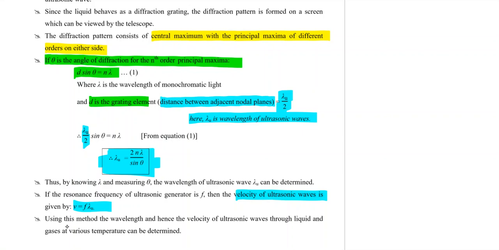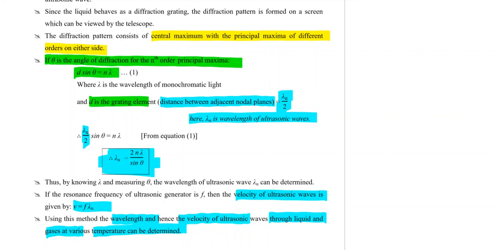So this is how, using this method, the wavelength and hence the velocity of ultrasonic waves through liquids and gases at various temperatures can be determined. Therefore, it is known as the velocity determination technique. So this is the end of the velocity and detection technique of ultrasonic waves. Let me revise till this.